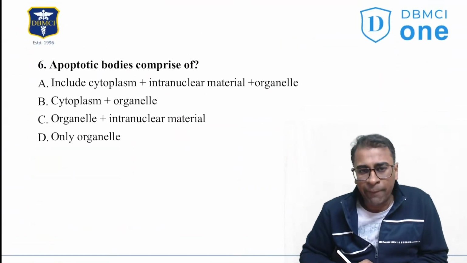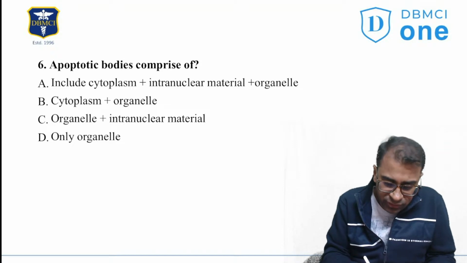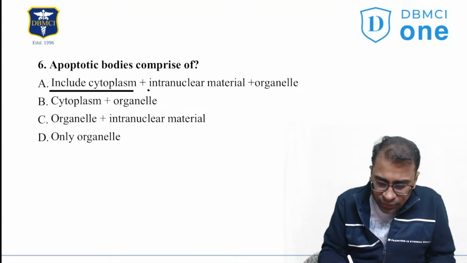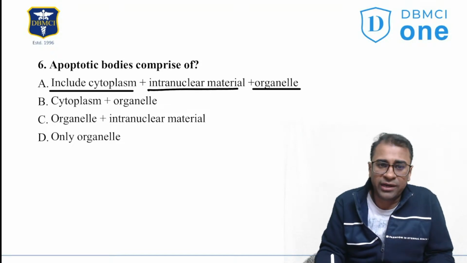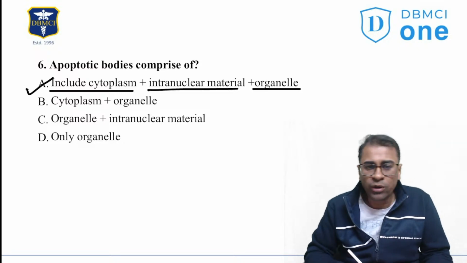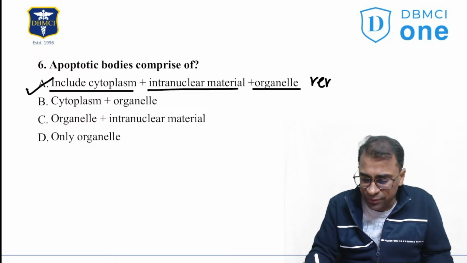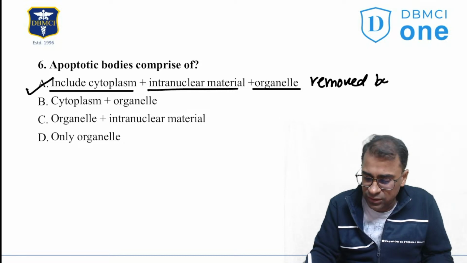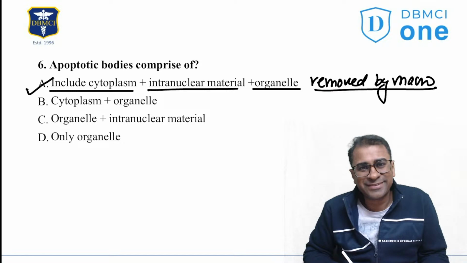What is an apoptotic body? It consists of cytoplasm, nucleus, as well as organelles. And what and who removes it? Yes, they are removed by macrophages. What is the process called? It is called efferocytosis. Okay?